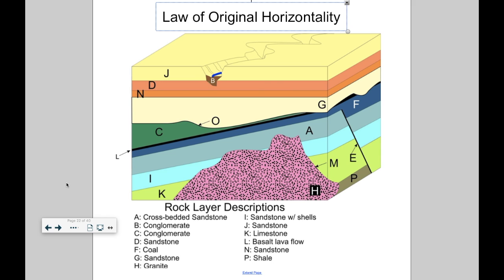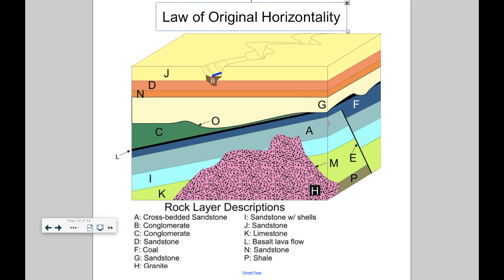Well, original gangster is something awesome that came originally. Horizontality refers to something being horizontal. So the law of original horizontality basically defines the rules by which something is flat or not. It also defines whenever there was perhaps some weathering and erosion that happened with a layer. I'll give you examples for each.